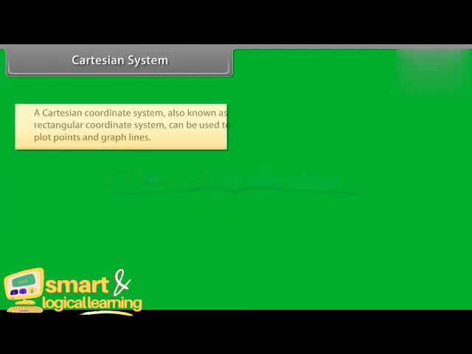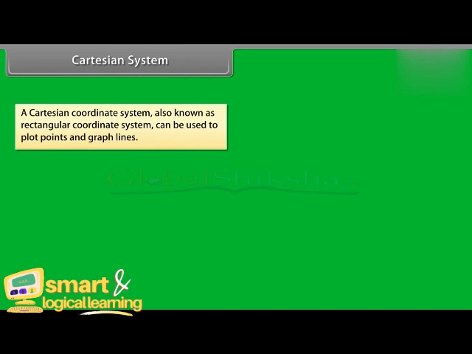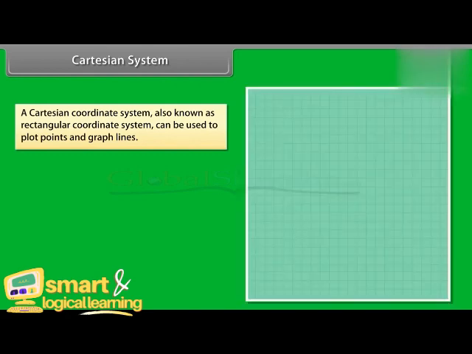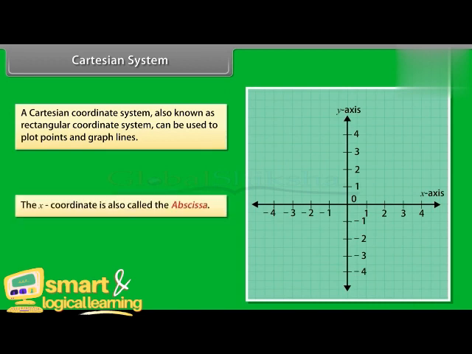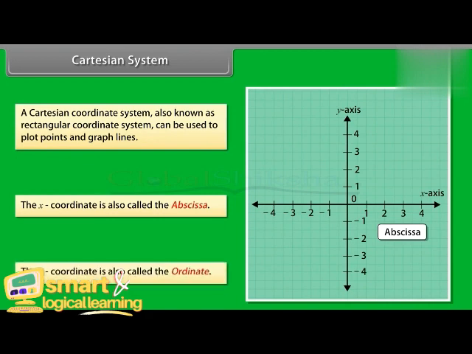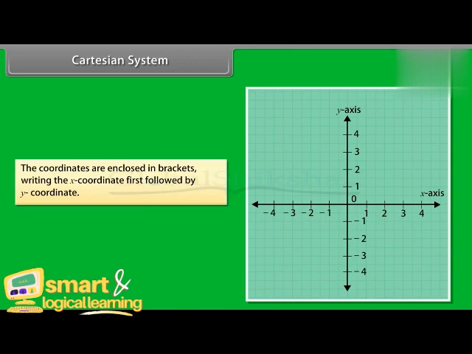Cartesian system. A Cartesian coordinate system, also known as rectangular coordinate system, can be used to plot points and graph lines. It is basically a set of two number lines, the x-axis and the y-axis. The x-coordinate is also called the abscissa. The y-coordinate is also called the ordinate. The coordinates are enclosed in brackets, writing the x-coordinate first followed by the y-coordinate. The center or intersection of the two axes is equal to (0, 0).